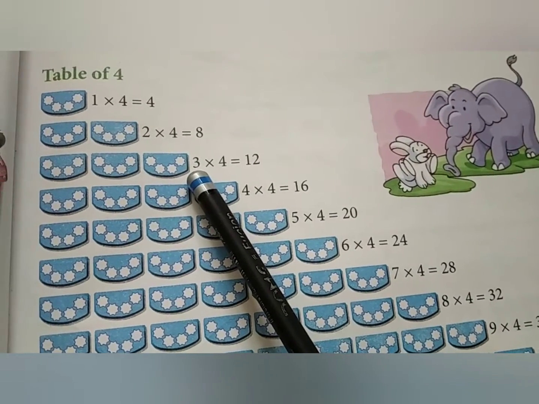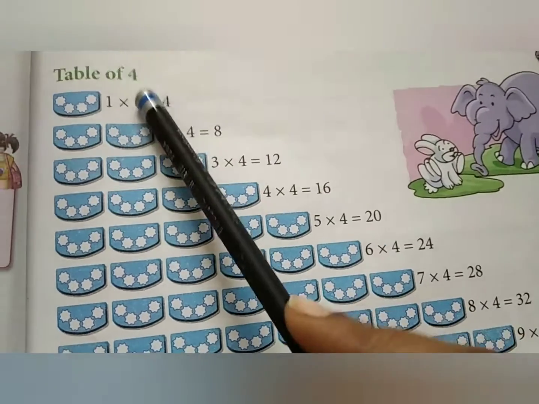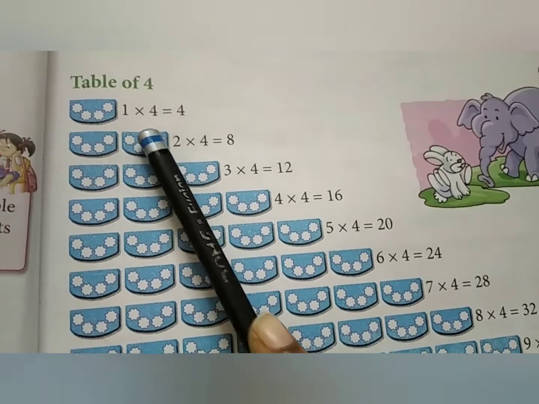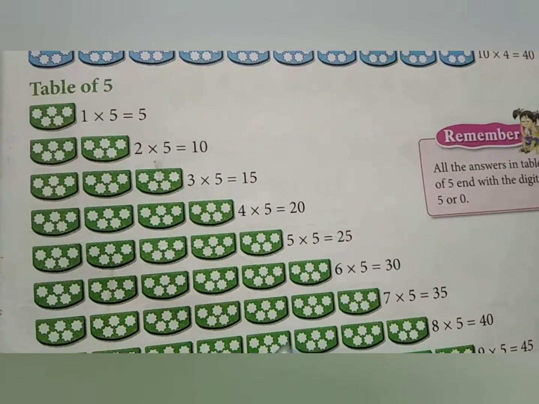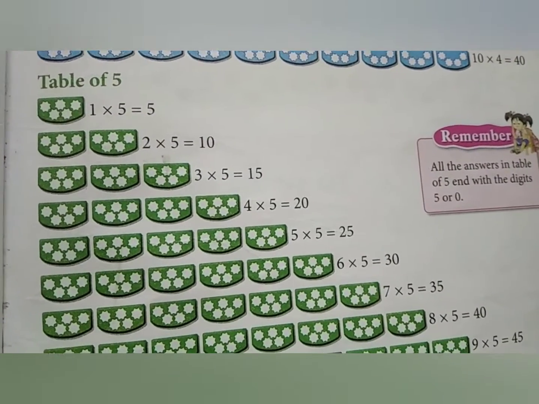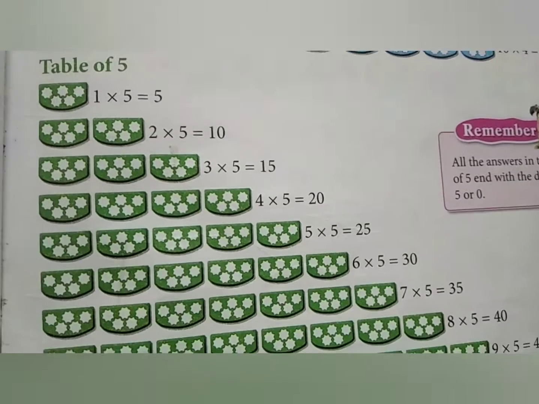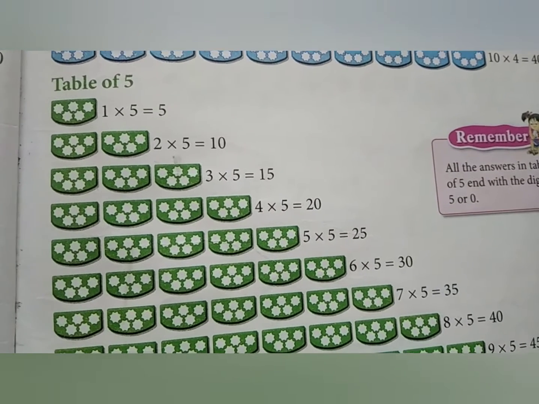So multiplication is called as repeated addition. That means we are adding 4 one time. We are adding 4 two times. So this is what? 4 times we say. Similarly, table of 5 means what? 5 times. Okay. So if I'll say 5 times of 1, the answer is 5. Okay, so you have to be perfect in tables first.